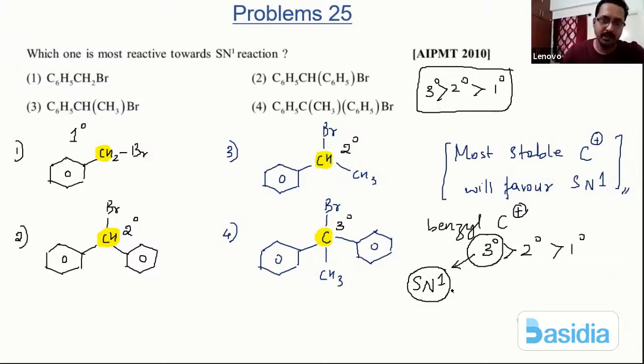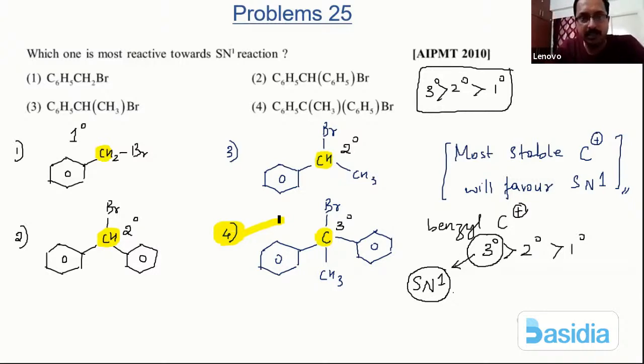So where is my tertiary benzyl carbocation? It is the fourth option. Yes, as I already told you, everyone, please actively participate in solving the questions. Please give the answers.